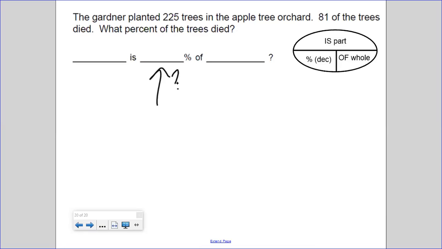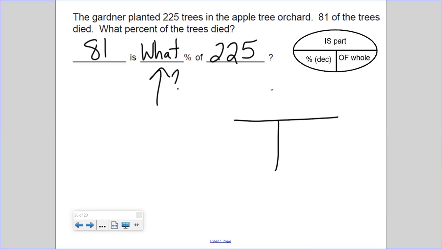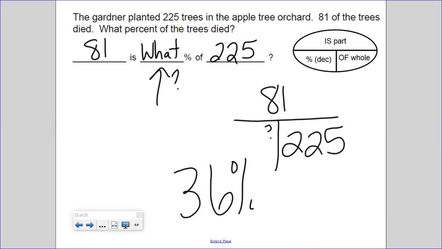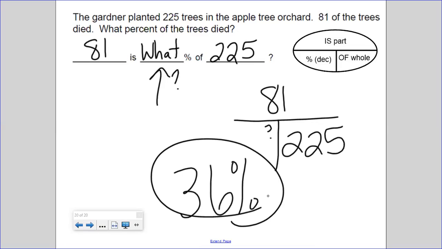Oh, okay, so if I planted 225, that's my total, 225. 81 of them died, so that number goes here. So 81 is what percent of 225? Okay, now I know what to do. 81, that's the is. What percent? I don't know yet. 225. So 81 divided by 225 is 36%. 36% of the trees died.